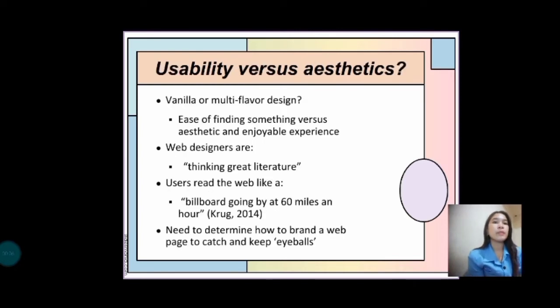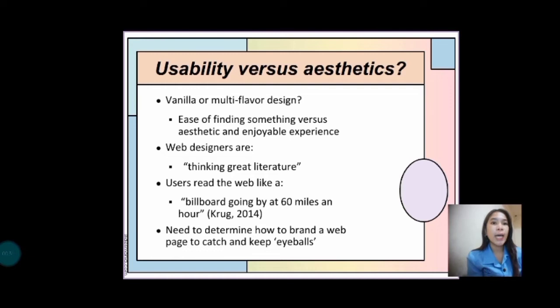So, usability versus aesthetics. Usability and aesthetics are the two most important factors in assessing the overall user experience for an application. Vanilla or multi-flavor design: ease of finding something versus an aesthetic and enjoyable experience.